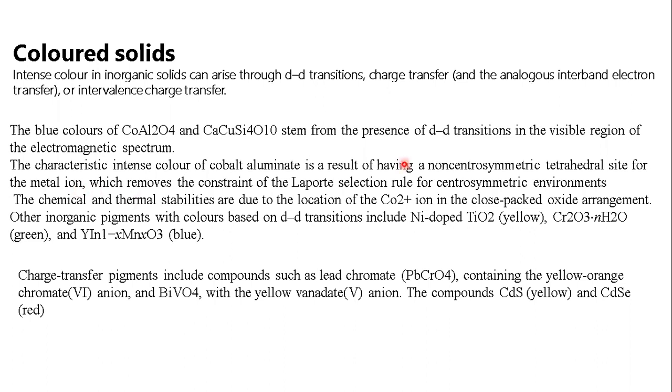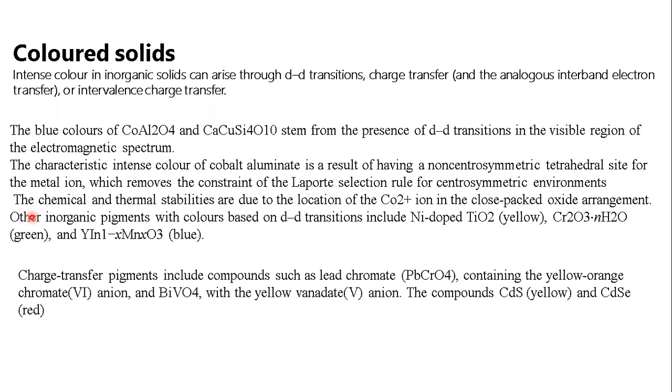So now here, what is in cobalt aluminate? This cobalt resides in a tetrahedral site. So this removes the constraint of the Laporte selection rule. That means it will show the bright blue color. And if you don't understand anything, you can stop me and ask.